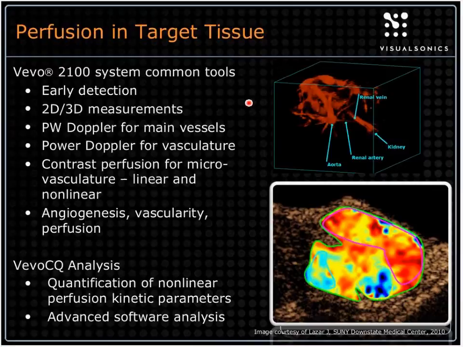Something to keep in mind is that most of these modes can be applied to pretty well any area that you can see. Essentially, if you can see the anatomy under B mode, under grayscale, then you can apply modes like power Doppler or nonlinear contrast to those particular pieces of anatomy that you happen to be looking at.